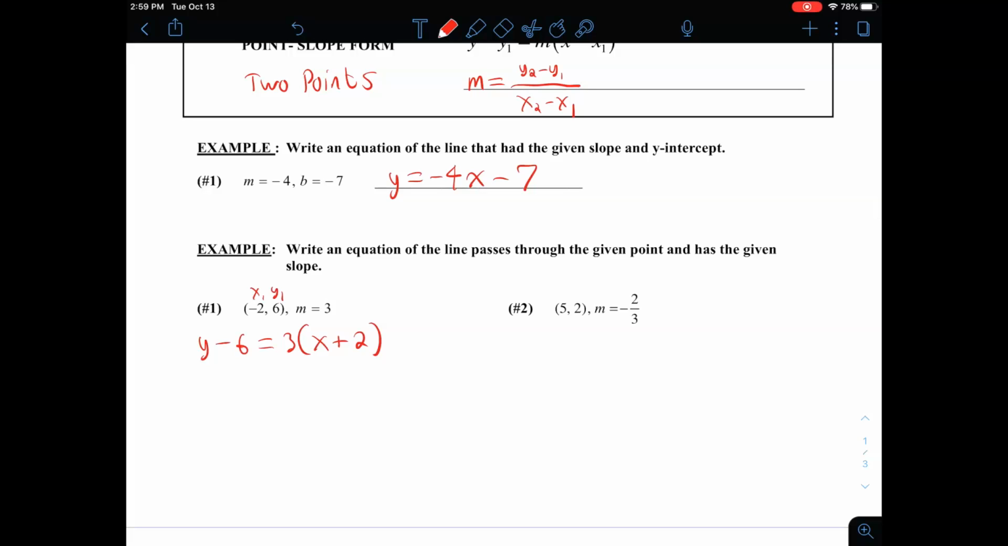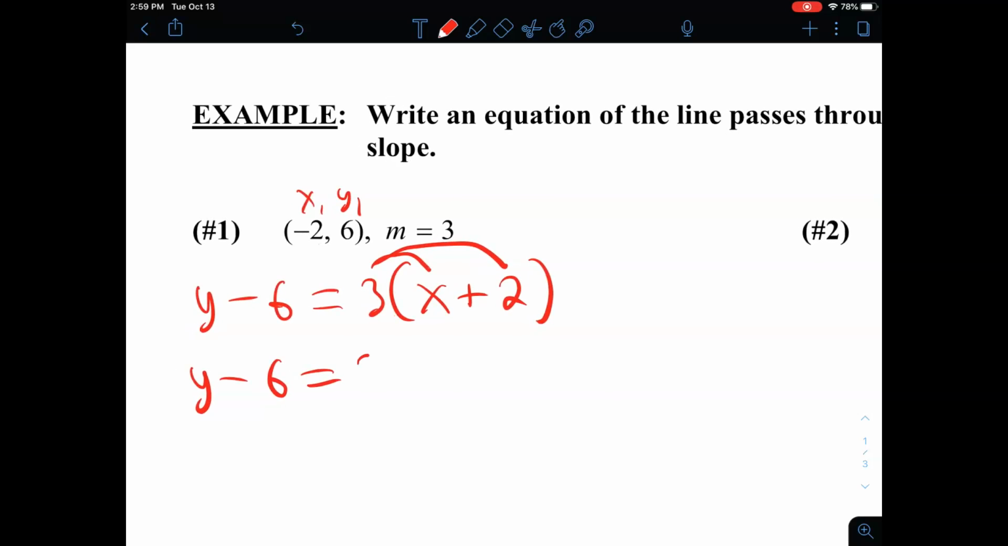So we're going to take this a step farther. That is an equation of a line right here, but we're going to get y by itself to get y equals mx plus b. So how do I get y by itself? What would be a good first thing to do here, do you think? First thing I would probably do is distribute the 3 to both of these, right? So we're going to get y minus 6 equals 3 times x is 3x, and 3 times 2 is 6. Remember the distributive property, very important property.